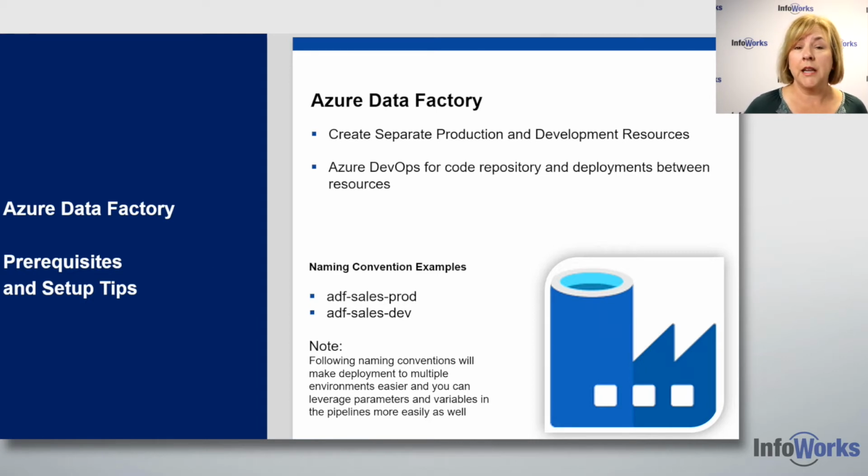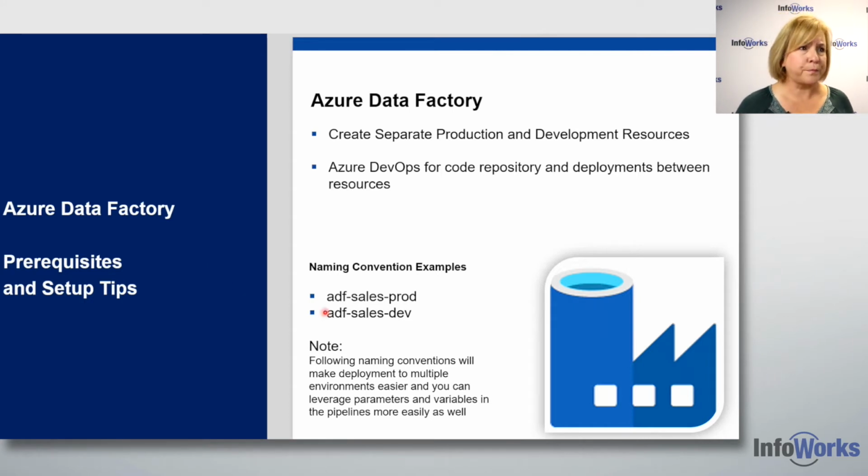Another tip that I can share with you is naming conventions. Best to be organized on the front end. So when you create your data factories and your storage accounts, it's best to have a naming convention across those, so that you can take advantage of the variables and parameters that you have in your data factories and your pipelines. So when you go from one environment to the other, you don't have to manually go in and make those changes. It will just automatically pick up that naming convention.